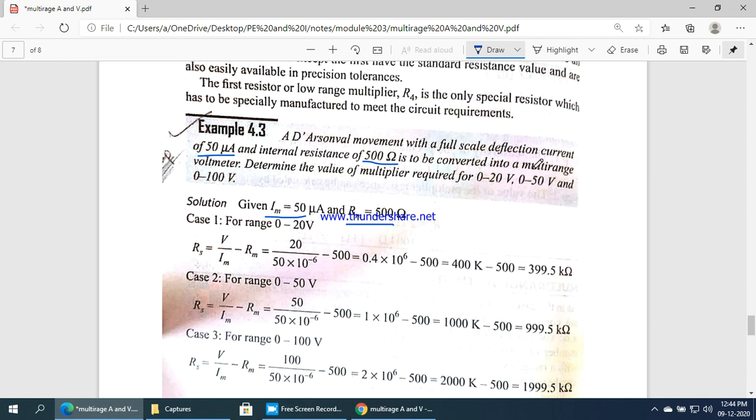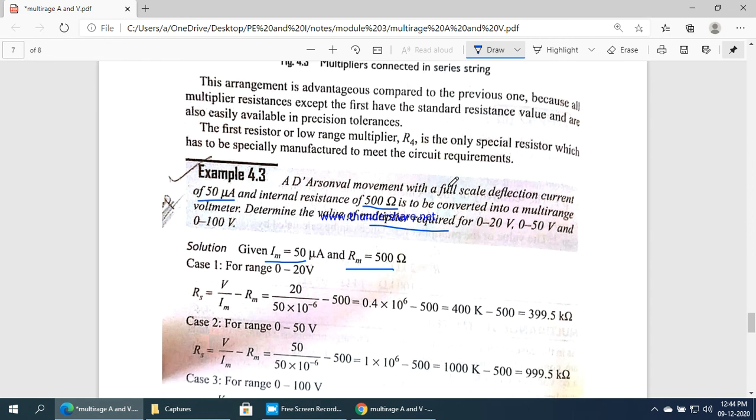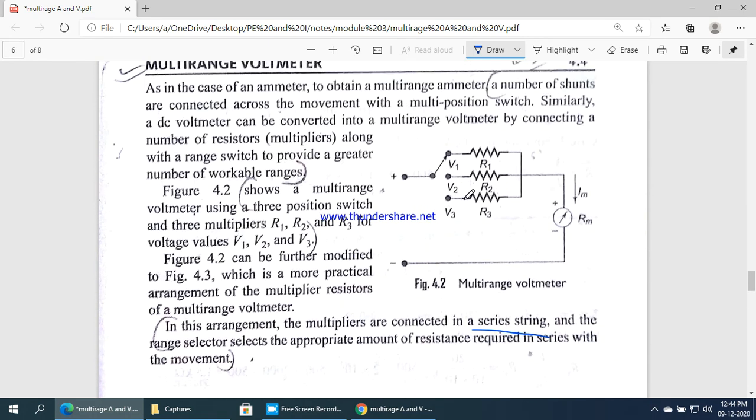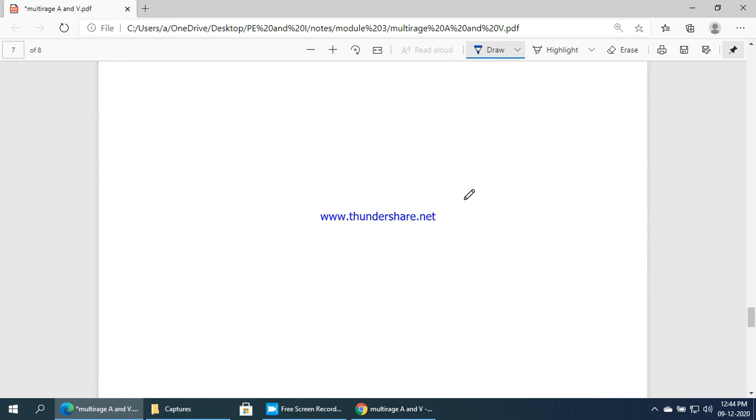It is to be converted into a multi-range voltmeter. How can we convert it to a multi-range voltmeter? That's the question. Determine the value of the multiplier required. Multiplier here is nothing but a resistor value which we have to calculate. So these are the values of resistors that we have to calculate now.